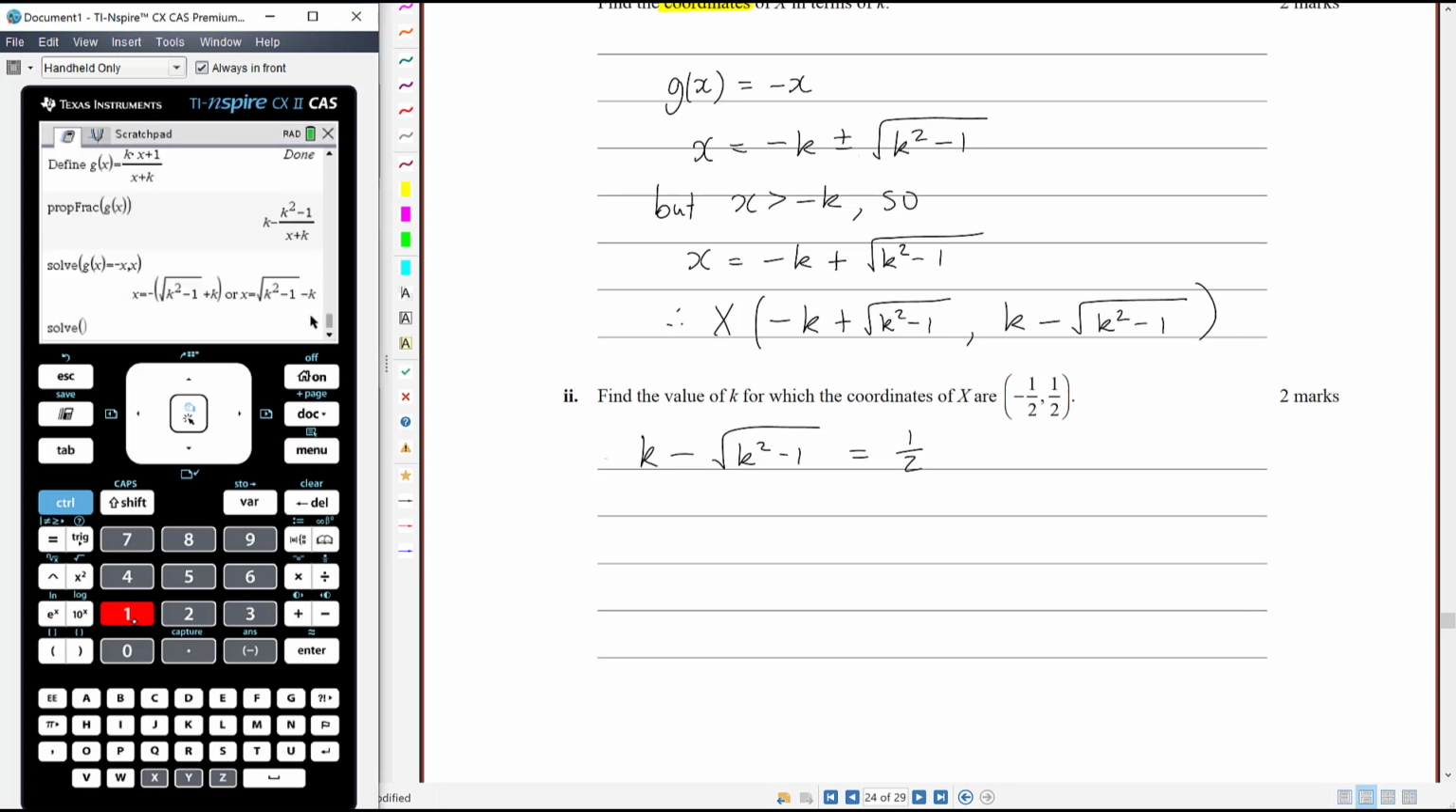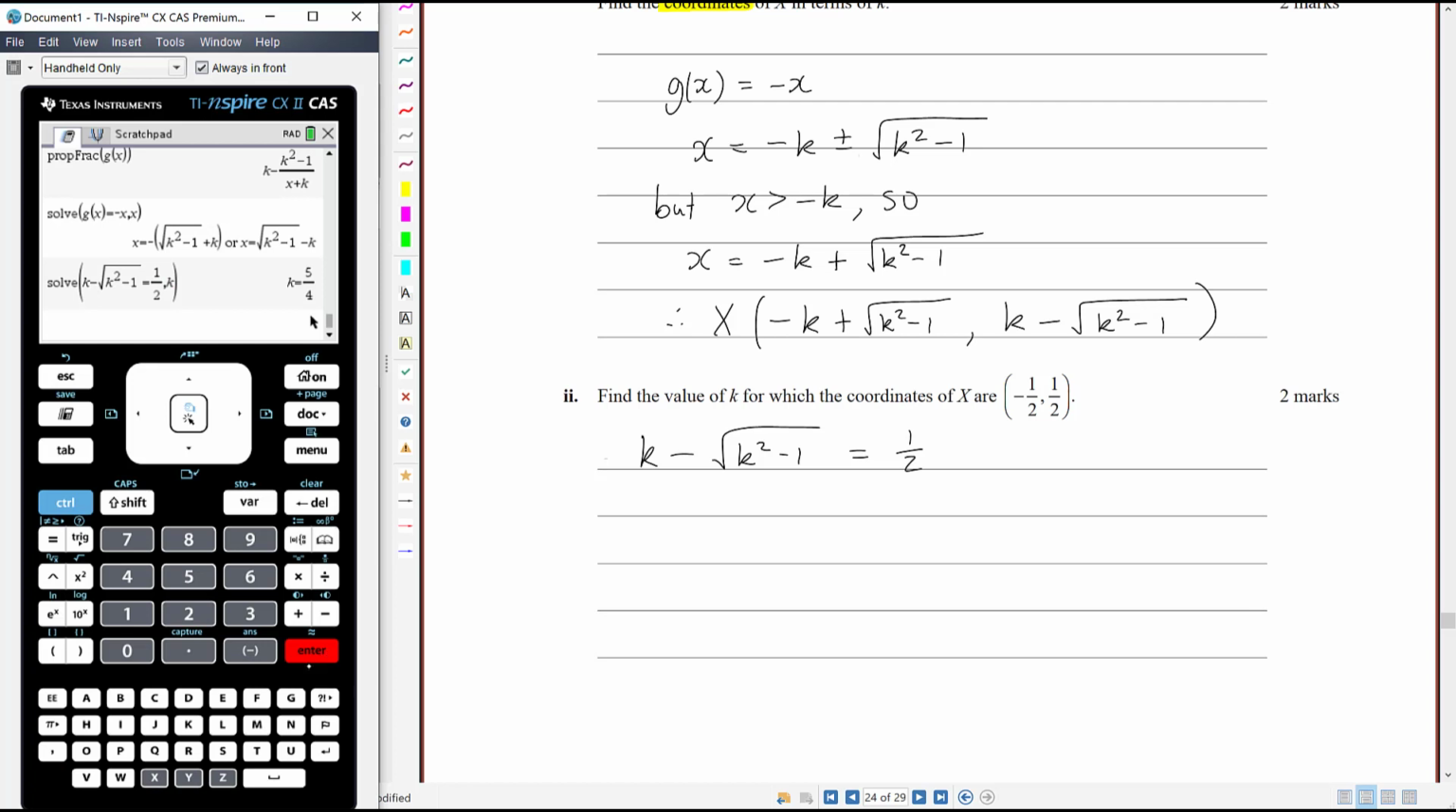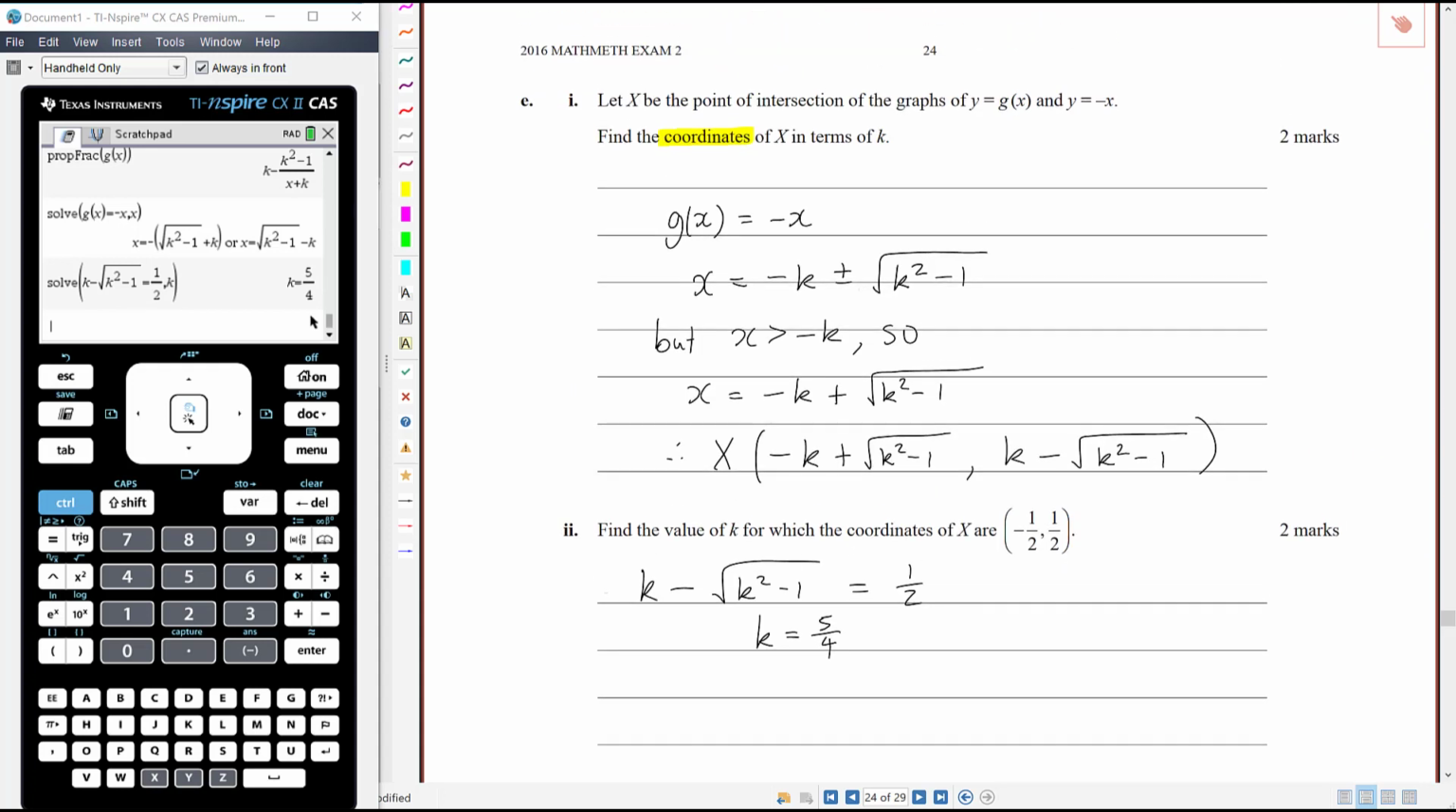Okay, so let's solve that. I'm just going to type that in. Solve k minus the square root of k squared minus 1, and that has to be equal to a half, solving for k. And so we find that k is equal to 5 on 4. So 2 marks, 1 for an equation, 1 for an answer. The previous question, 2 marks, I think would just be for the coordinates, the x-coordinate and the y-coordinate.